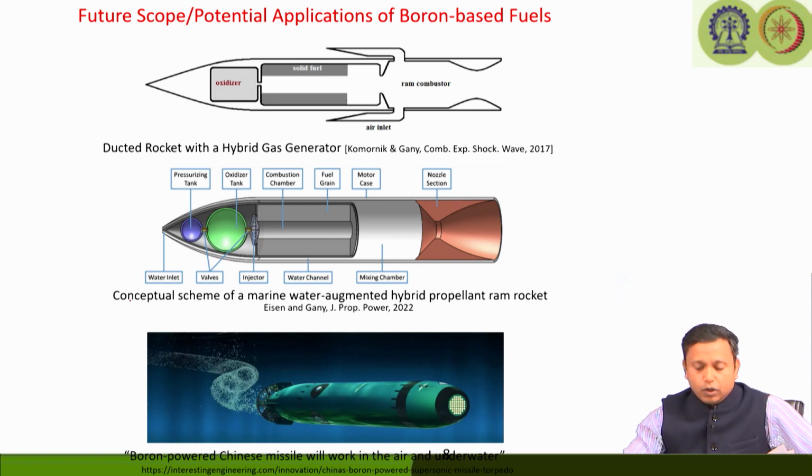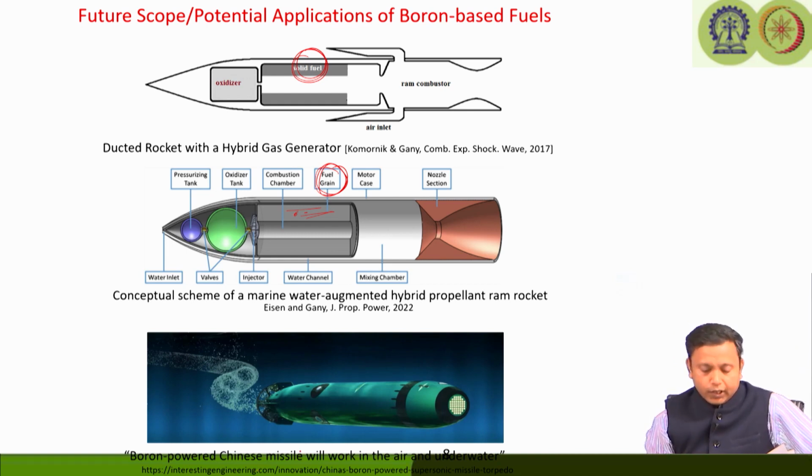The other applications can be marine applications, where there is a water augmented hybrid propellant ram rocket. There also we can think of using some energetic particles, and we can try to burn the fuel in terms of the fuel grain. Here, as you see, we are going to add the particles while making the fuel grain. Here also we are adding the energetic particles. So, the metal fuels can be added to increase the energy density of the fuel. So, there are various applications where we can see metal has tremendous application potential.